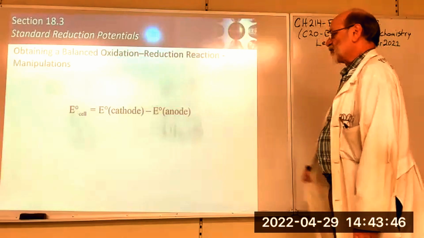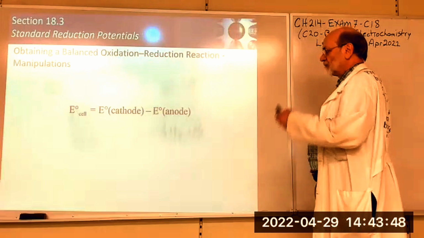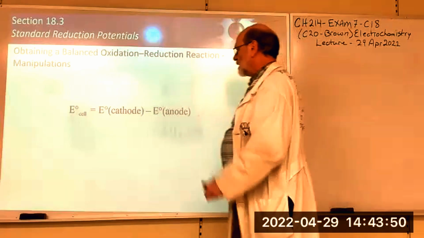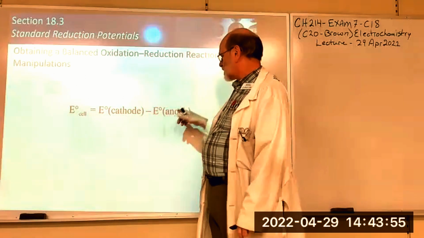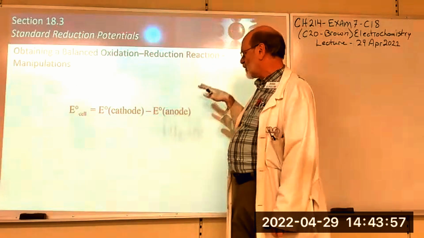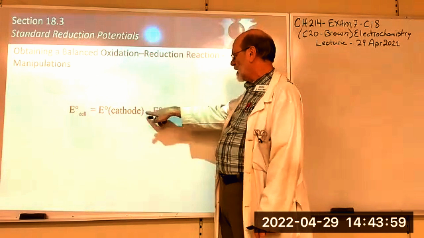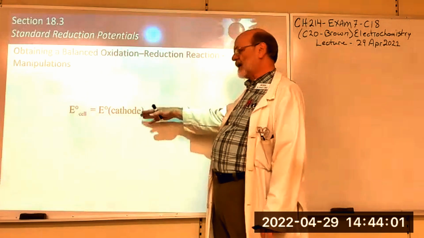Okay, your textbook probably takes the same approach. But once you identify the cathode and the anode, you just take the actual value for the reduction potential for the anode and change the sign. That's all that means.